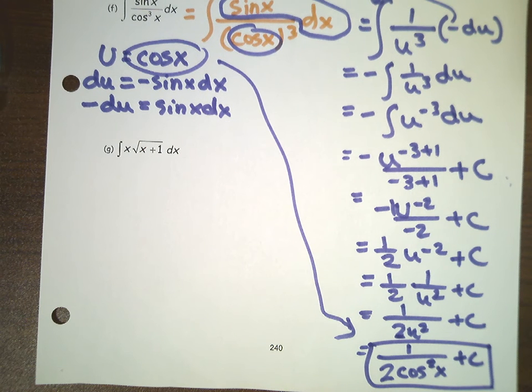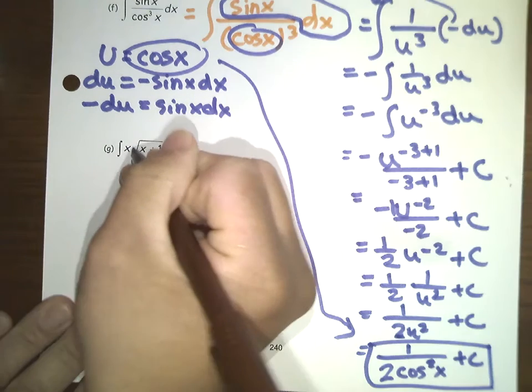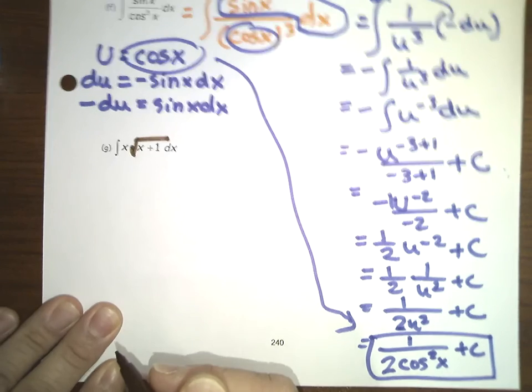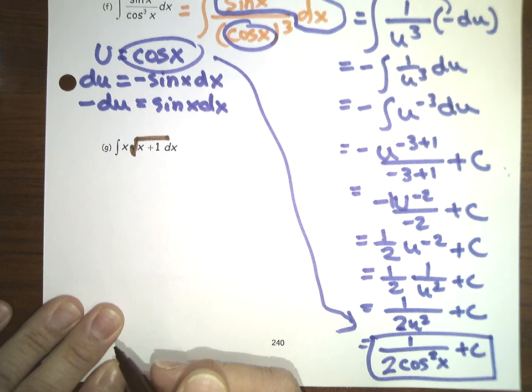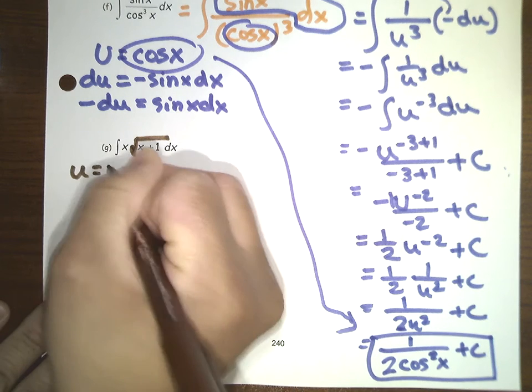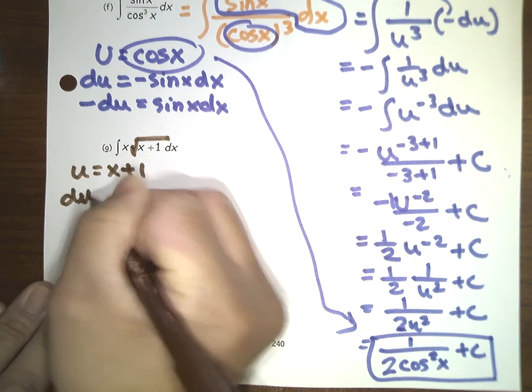So now let's have one last one, and then I will introduce a different type of integral rule that you haven't had yet. Here, again, the u needs to be what's under the square root. So u is x plus 1, and du is dx.